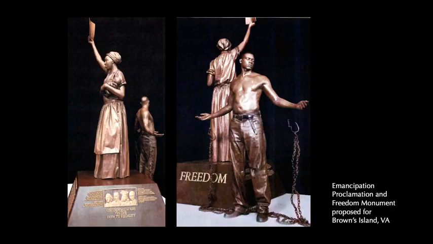In more recent years, we also see the much more active portrayal of freed people, again, less grief-stricken and less passive, but active and strong, as in this Emancipation Proclamation and Freedom Monument for Browns Island, Virginia, where we see the formerly enslaved woman, a mother holding the Emancipation Proclamation, and a man with his chains broken standing in a powerful stance.